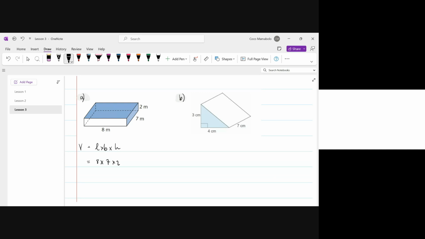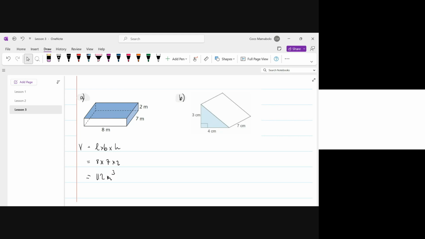The answer I should get is 224. How are we getting 224? 8 times 7 is 56, yes? 56 times 2 is 112 meters cubed. All right, and that's all. It's okay, it happens.